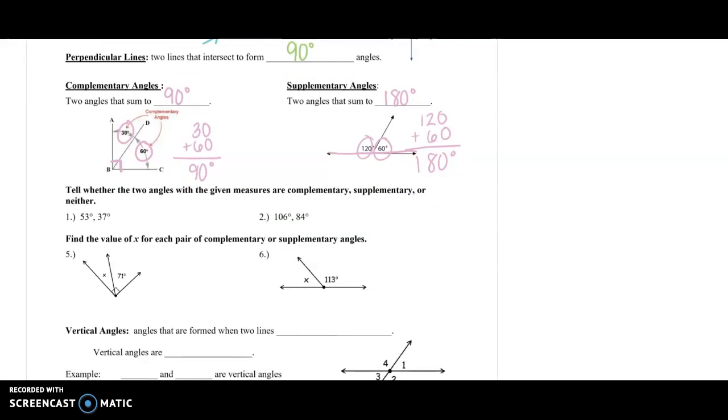So now let's do some practice problems. Tell whether the two angles that are given with the given measures are complementary, supplementary, or neither. So let's look at these ones, 53 and 37. If I add those up, 53 plus 37. 3 plus 7 is 10, 0, bring the 1 up top. 1 plus 5 plus 3 is 9. They equal 90 degrees, so they are complementary angles.